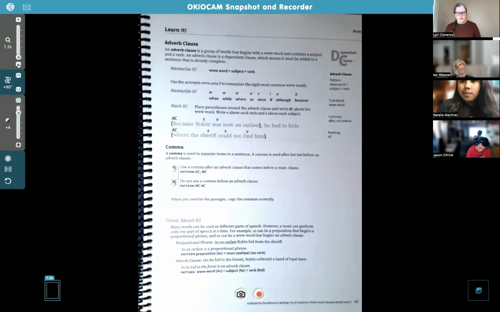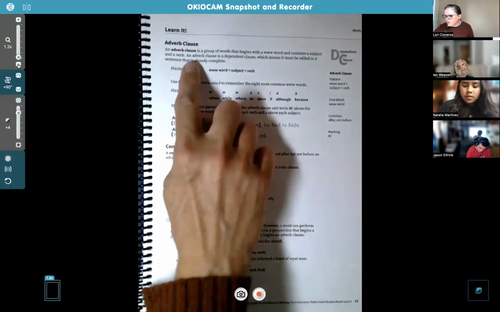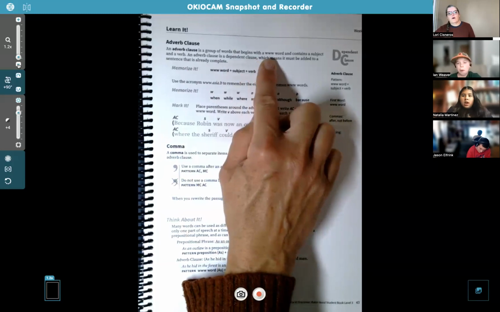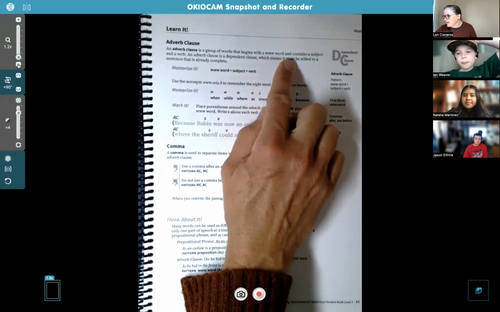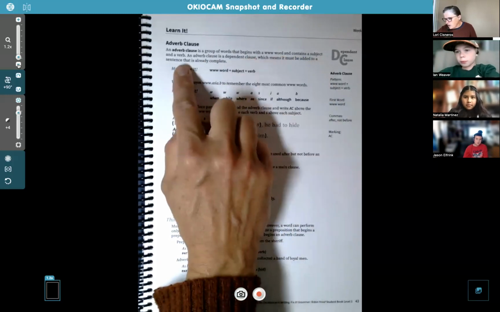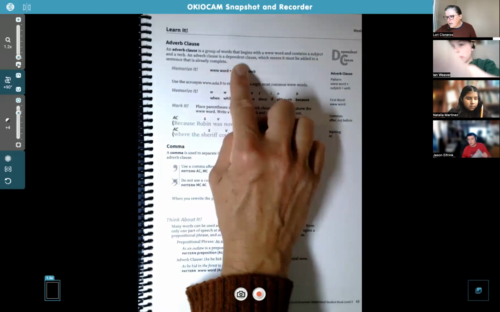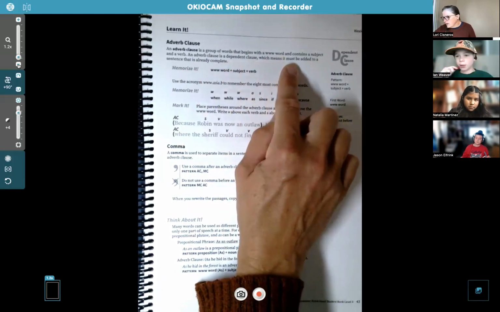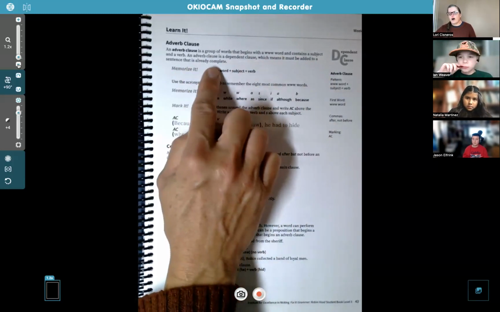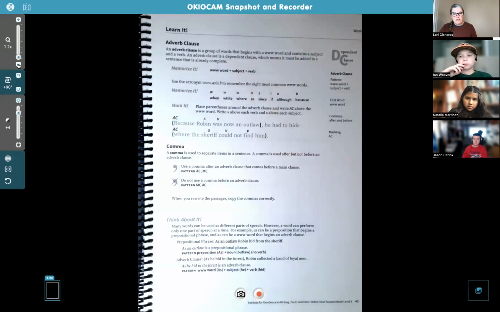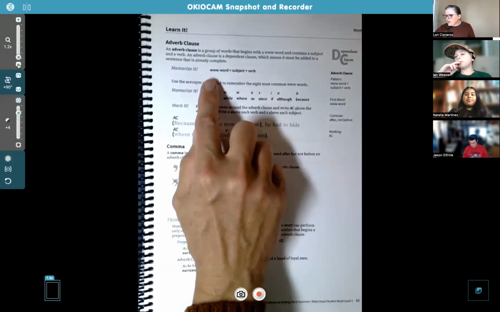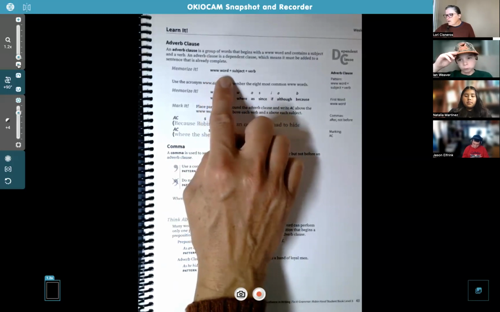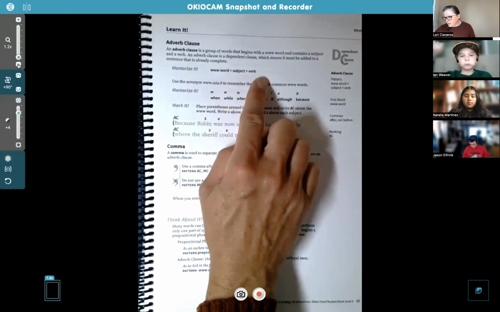They're still considered adverbs. But an adverb clause is a group of words that begins with what we call a WWW word, and I'll tell you what that is in a second. And it contains a subject and a verb. An adverb clause is a dependent clause, which means it must be added to a sentence that is already complete. Eventually, you're going to start using this in your writing part of the class too. But first, we're learning it here in the grammar book. So notice right here, it says WWW word plus subject plus verb.